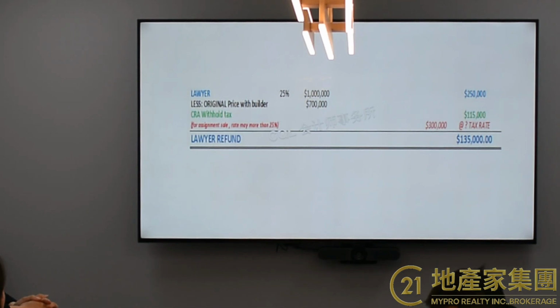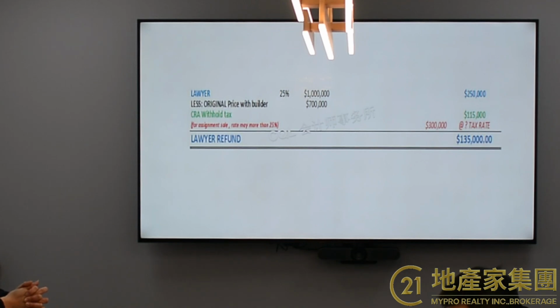But usually assignment is 25%, right? Yes. So 25% of 1 million. Some clients say, oh, Crystal, in this assignment sale I get a loss. I didn't even gain money. Why is the lawyer holding 25% of the selling price? Okay. The lawyer is not an accountant. They don't care whether you gained or lost money. They just simply follow the revenue agency's rule and hold 25% of the selling price.